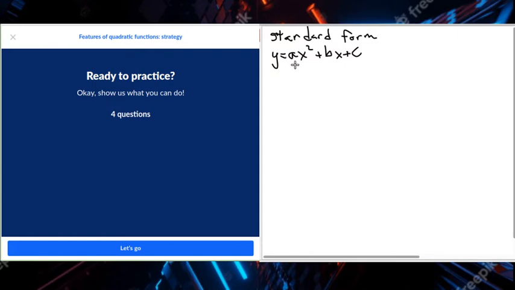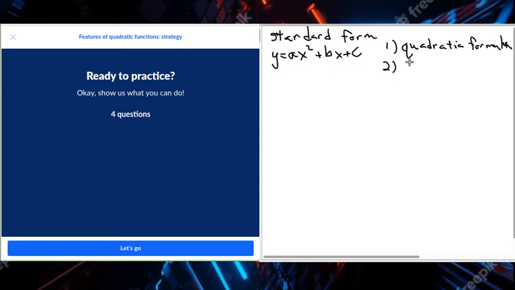There are two good reasons to use standard form. Number one, we can use the quadratic formula, and if we want to use it, the equation has to be in this form so we know what a, b, and c are. The formula is negative b plus or minus the square root of b squared minus 4ac, all over 2a. So we can do that.